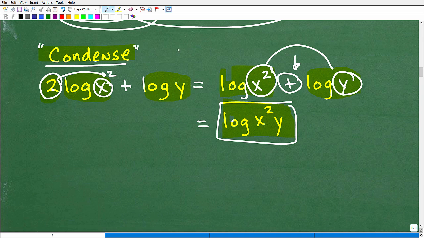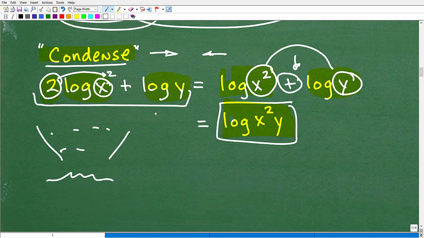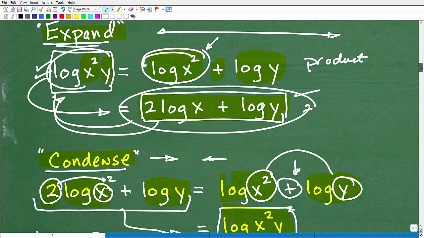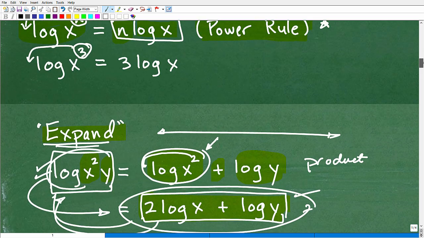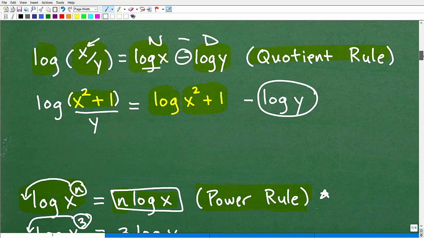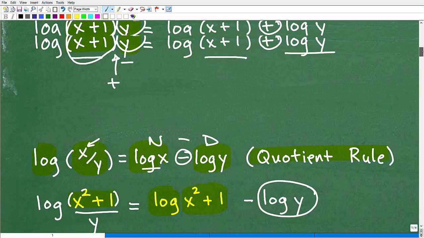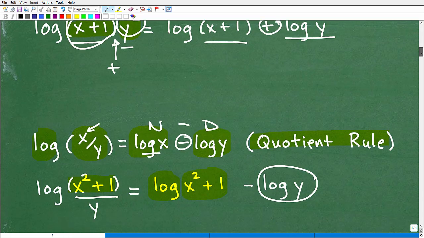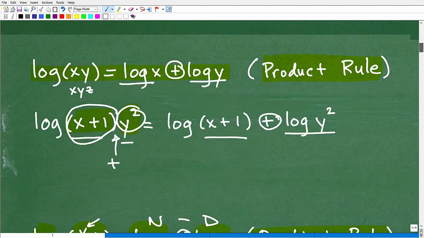Condensing is to squish back together, like when you condense steam back into water. You guys know your basic science. That's what the word condense means, to squeeze back in and put it back in its original form. So we're taking this expression and condensing it back into its original logarithmic expression. So condensing and expanding, you're just basically thinking in reverse, but the main idea is you need to know these properties, okay? So again, we have the product rule, the quotient rule, and the power rule, okay?